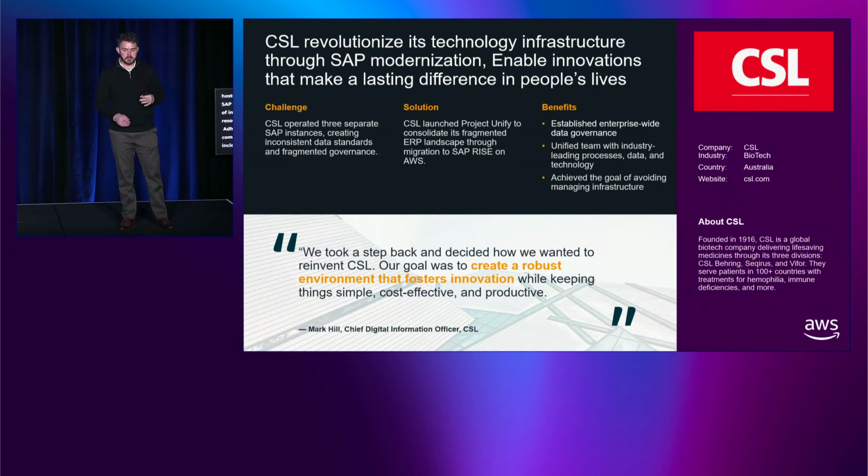Through Project Unify, CSL is experiencing the power of RISE with SAP on AWS using a three-phase approach. First, they conducted a thorough evaluation of their existing SAP infrastructure and identified 3 distinct SAP instances, siloed and disconnected. Together, CSL and AWS performed a lift and shift of existing applications to RISE with SAP, enabling increased agility, flexibility, and reduced TCO.